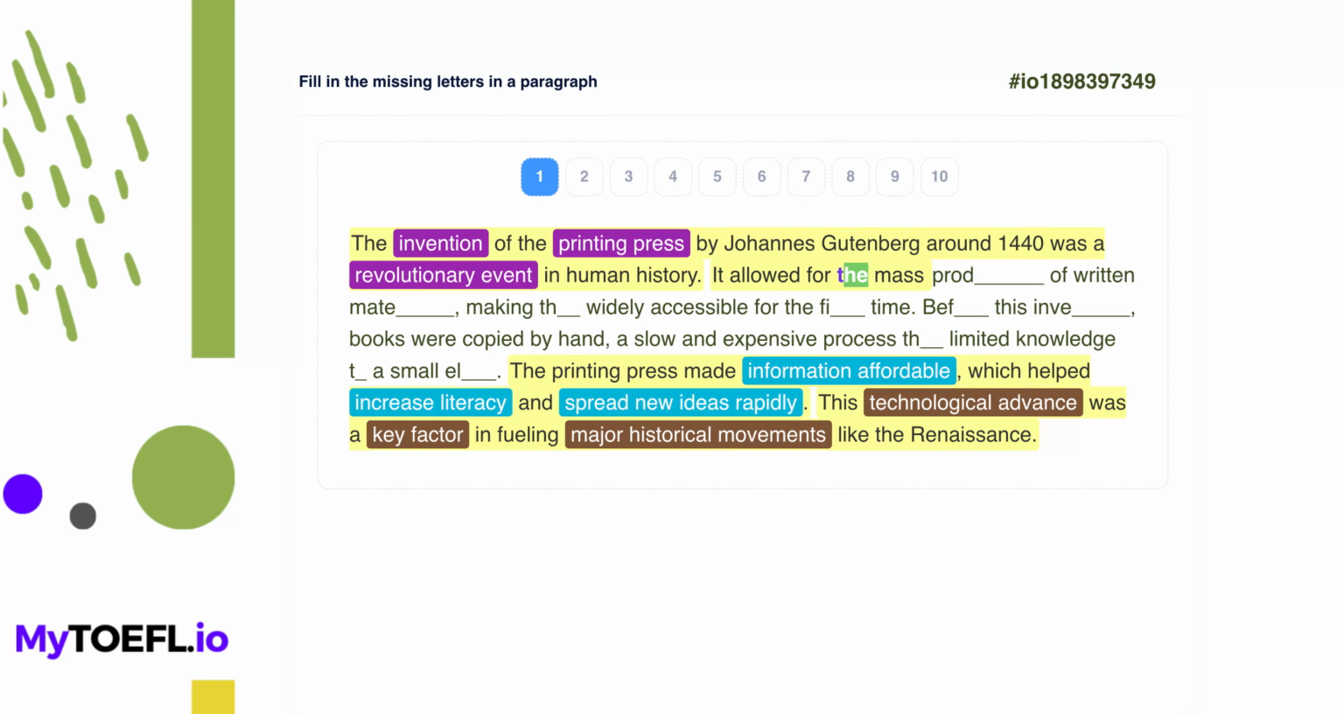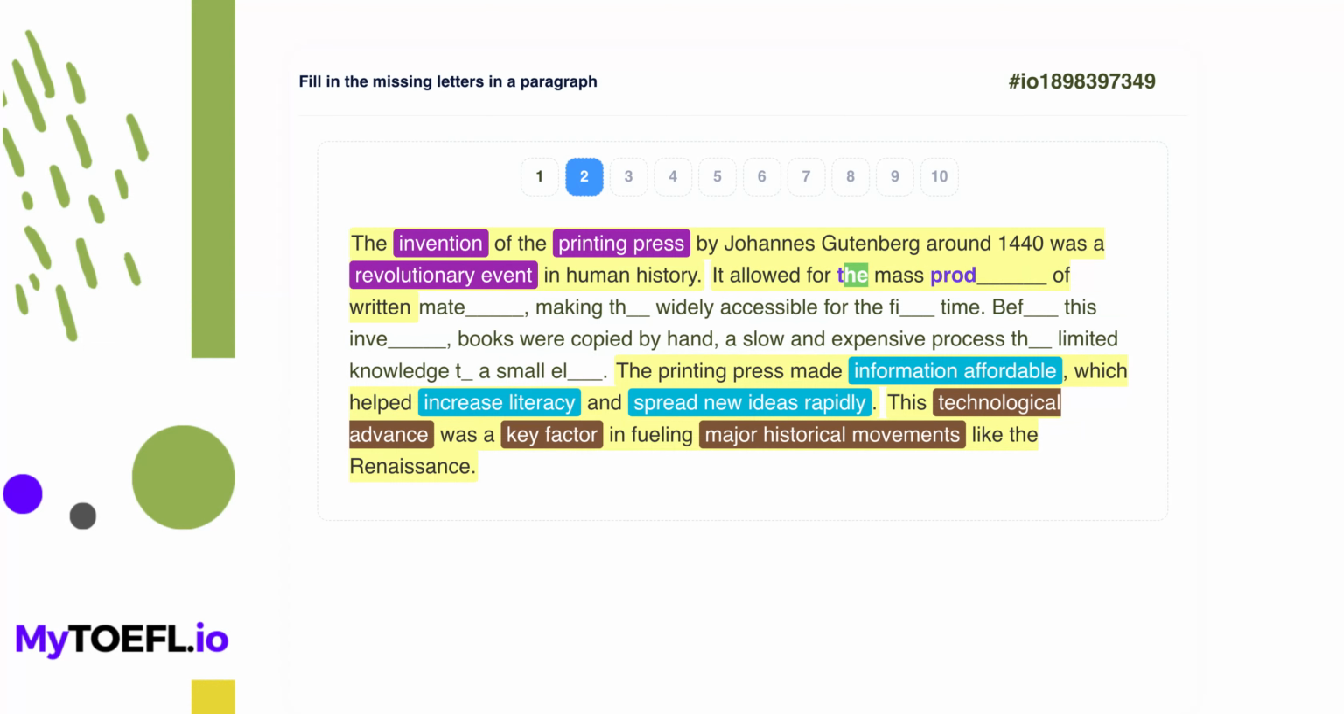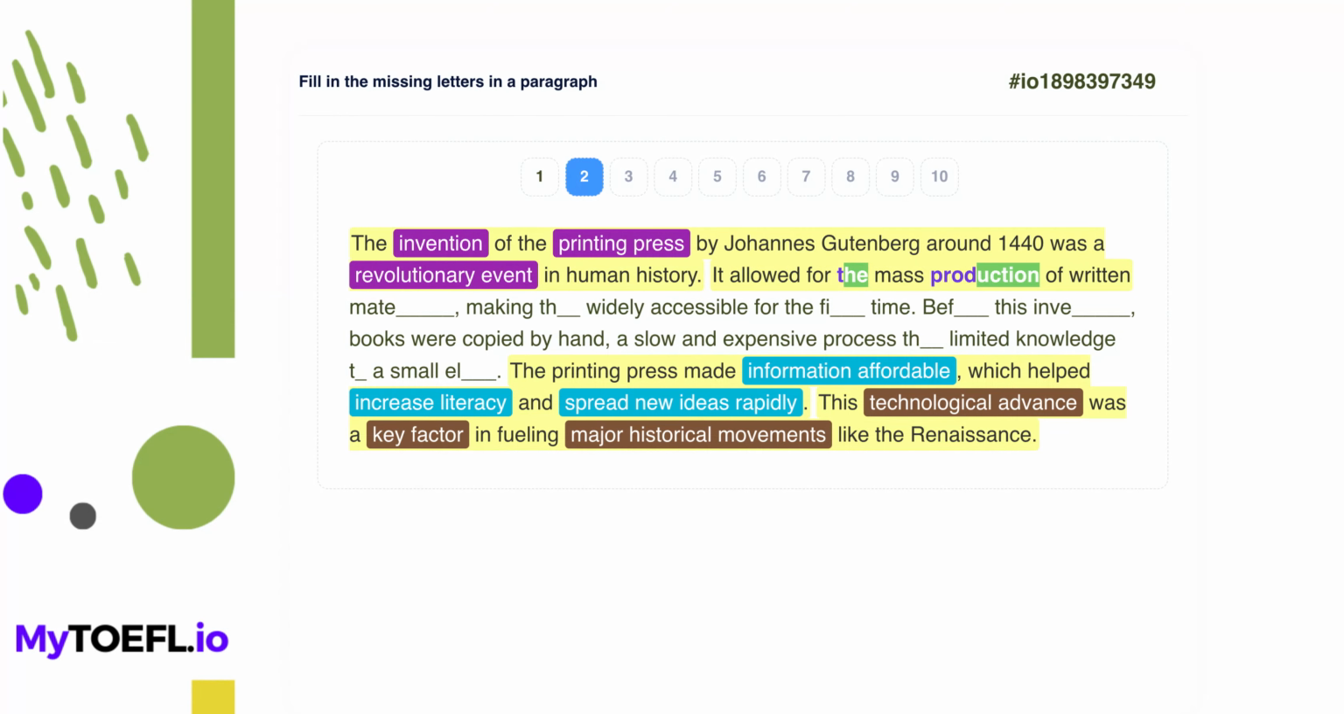Moving on to the second blank in the sentence. It allowed for the mass blank of written. The question provides the letters P, R, O, and D and contains 6 missing spaces. We have the adjective mass, followed by a word starting with prod. In this context, we are talking about creating books in large quantities. The noun form of produce fits perfectly here. Thus, the word is production.